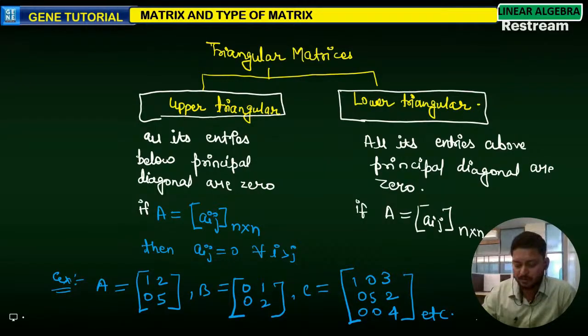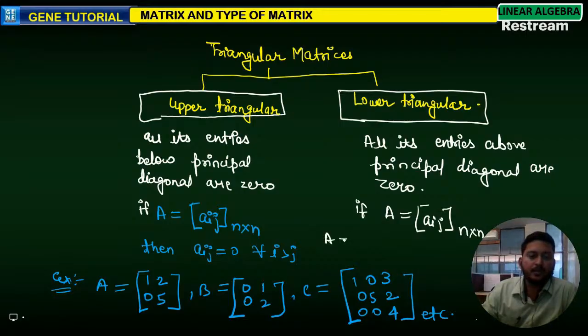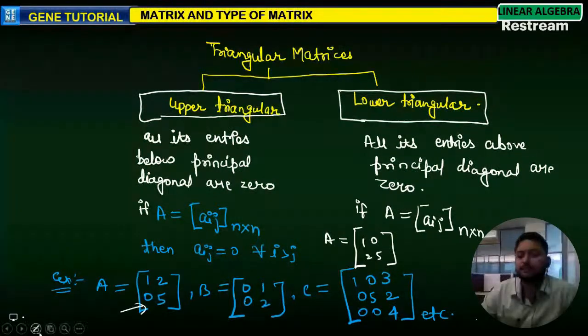Okay, and the representation of a lower triangular matrix is like this. Take one example for a 2 cross 2 matrix, with entries 1 0 2 5. It is a lower triangular matrix. You see here, the entries above the principal diagonal are 0. These are the principal diagonal, and the entries above are 0. So we say that it is a lower triangular matrix.